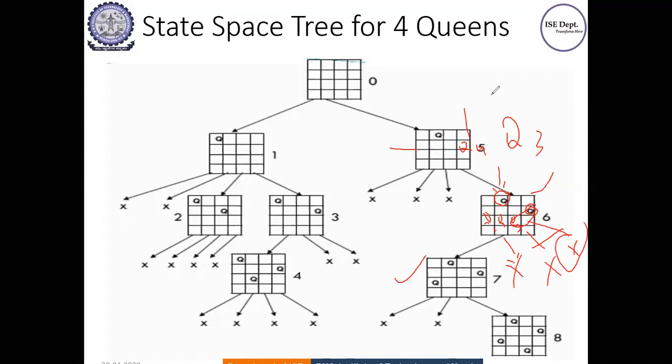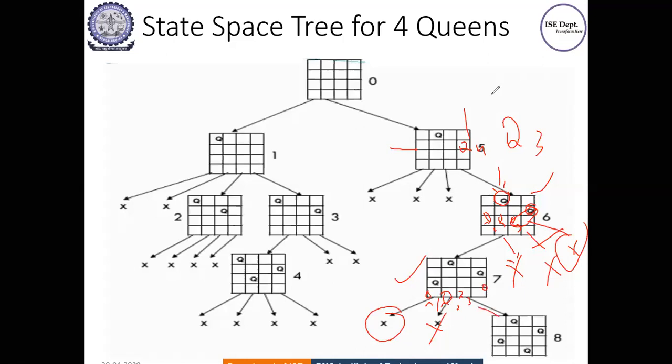Queen 4 we should place in the chessboard. Can we start by writing in the first column? Not acceptable. Start with the next column, not acceptable, so it is a dead end. Can we write in the third position? Yes, it is acceptable because we are satisfying all the constraints. It is not placed in the same column, same row or on the diagonal, so it is acceptable. I have written it.